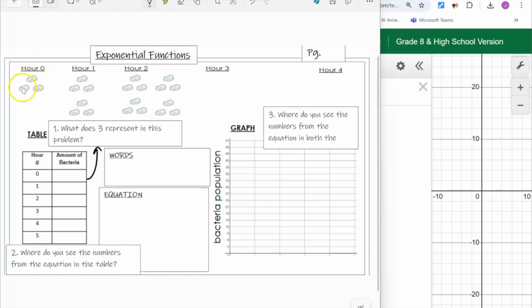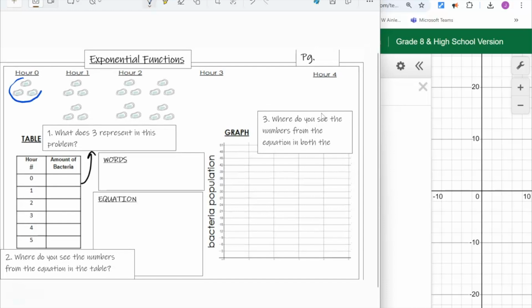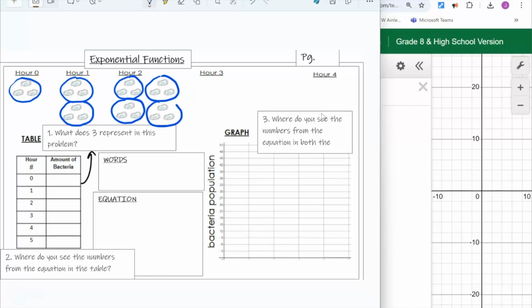In hour 0, I have 3 bacteria. I don't even know if this is bacteria, but those of you in bio can help me out. I have 3 bacteria, and I'm going to circle it like this. So I'm going to say I have one group of 3. What happens in hour 1? Instead of having one group of 3, I now have 2 groups of 3. Okay, so what happens in hour 2? Instead of having 2 groups of 3, I now have 4 groups of 3.